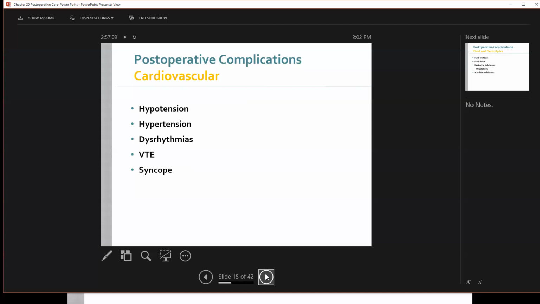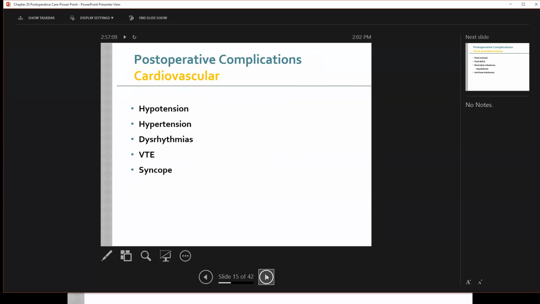Hypertension is most commonly the result of sympathetic nervous system stimulation caused by pain, anxiety, bladder distension, respiratory distress, hypothermia, or pre-existing hypertension. Dysrhythmias are caused by hypoxemia, hypercapnia, electrolyte and acid-base imbalances, circulatory instability, and pre-existing heart disease, as well as hypothermia, pain, surgical stress, and many anesthetics.